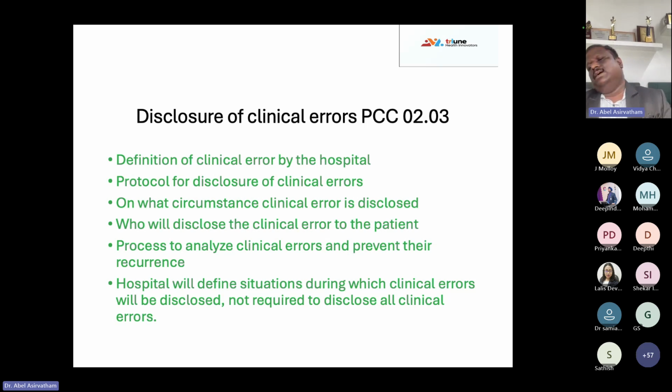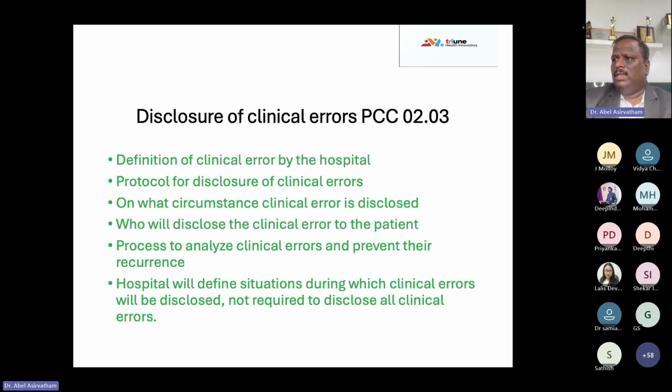Who will disclose the clinical error? Preferably, ideally, by the doctor only. Under what circumstances? For example, there was always a confusion between complications and errors. If I'm going to do an ERCP, and I get, say, a duodenal perforation that I'm writing as part of a risk in the consent itself, those kinds of things need to be disclosed. But suppose a patient is allergic to beta blockers, and I give a beta blocker to the patient inadvertently, that error needs to be disclosed. In what way it has to be done is left to the hospital.